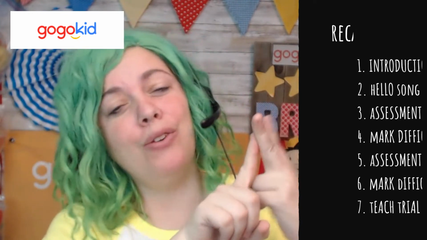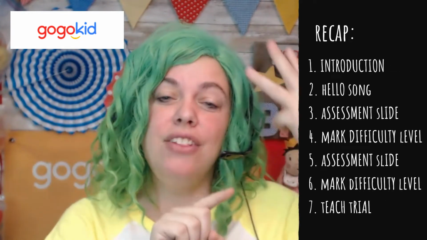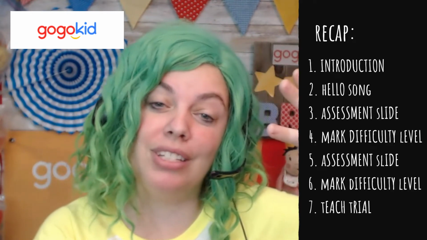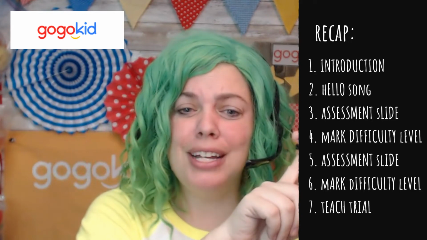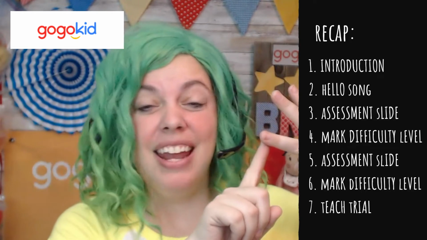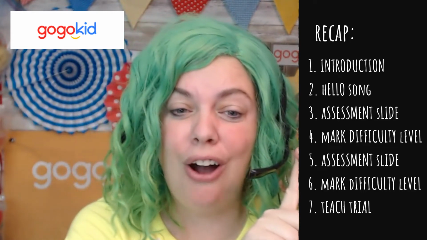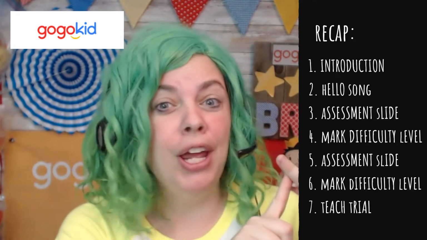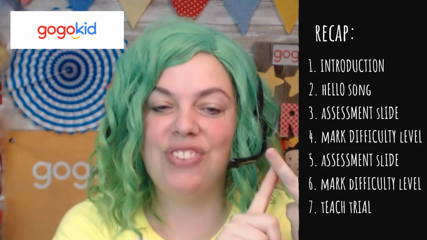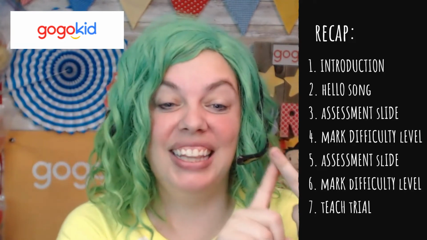You're going to enter into that trial class. You are going to introduce yourself, build rapport, introduce your reward system. You're going to sing the little hello song that all the students will have. And then your third page is going to be the assessment slide. You're going to ask the student the question, see if they're able to answer it independently. If they can answer it independently, you're going to click too easy. It's going to move you forward. If they cannot answer it, you're going to click too hard. It's going to move you back a level. If you're already on the lowest level, you're not going anywhere. You're staying right there. If it's just right, you're going to click that this is a good level.